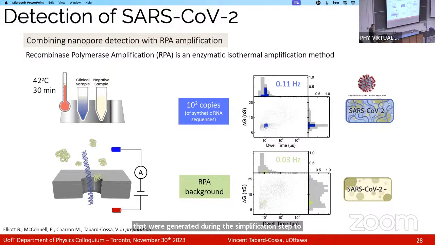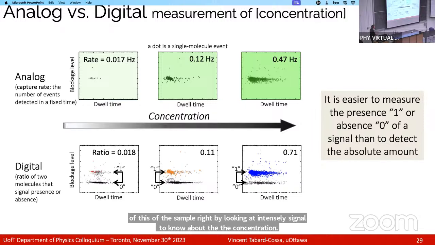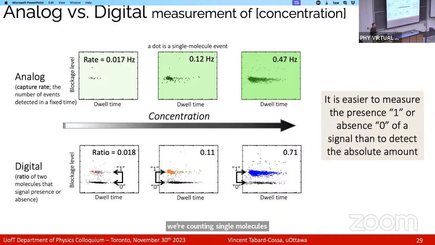But our ability to quantify was a bit limited by these schemes, essentially because measuring concentration using capture rate is analogous to measuring concentration by looking at intensity values of a fluorescent signal. That is measuring the absolute amount of the sample. We're not really taking full advantage of the fact that we're counting single molecules. If you can distinguish molecules on an event by event basis, you'd think you could develop a digital scheme that frees you from instrumentation noise and gives better quantification.